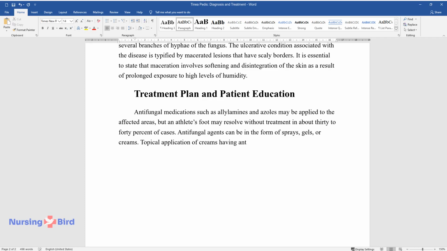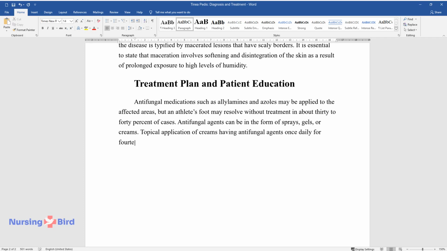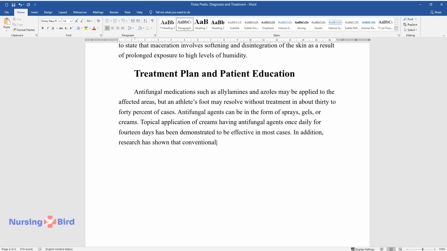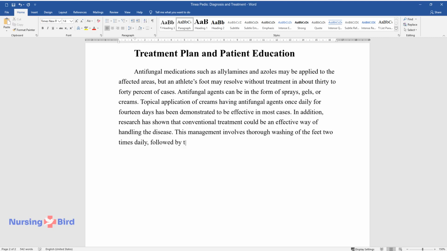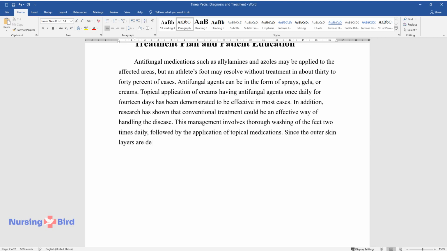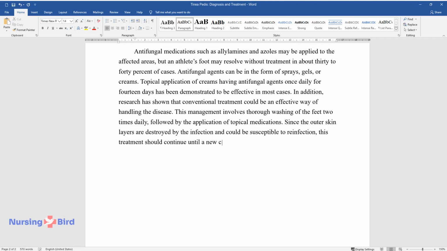Topical application of creams having antifungal agents once daily for 14 days has been demonstrated to be effective in most cases. In addition, research has shown that conventional treatment could be an effective way of handling the disease. This management involves thorough washing of the feet 2 times daily, followed by the application of topical medications. Since the outer skin layers are destroyed by the infection and could be susceptible to reinfection, this treatment should continue until a new cell cover replaces the affected epidermis.